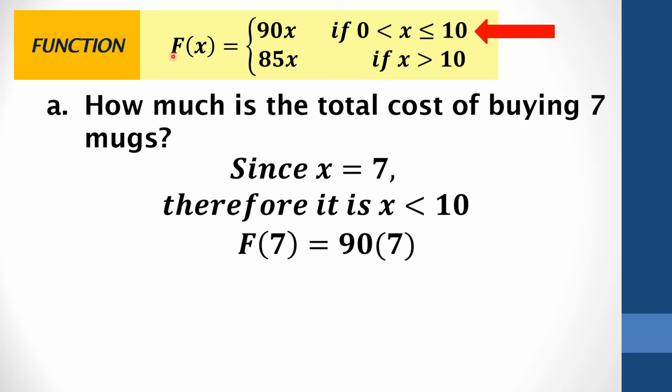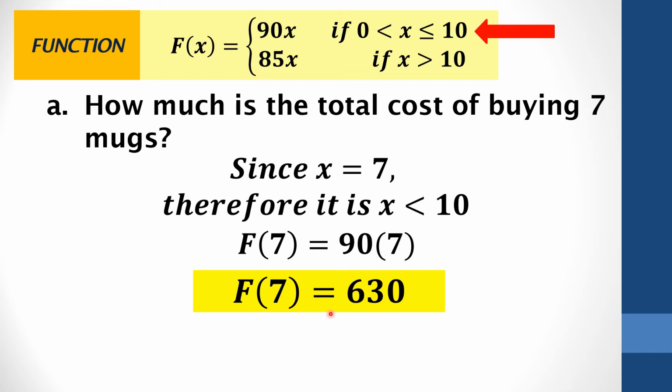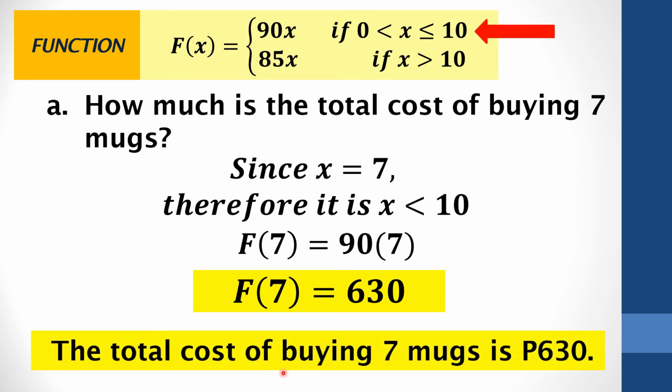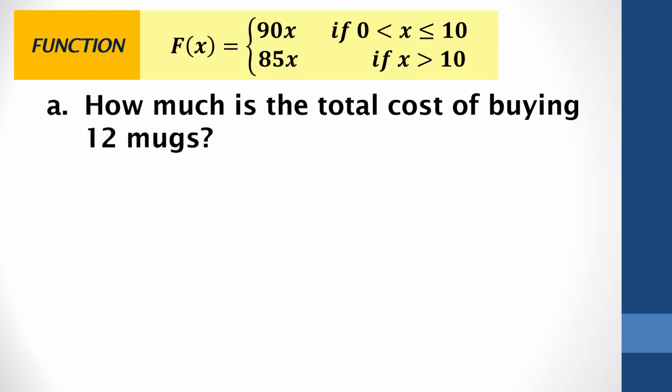Evaluate na natin. So, yung f of x equals 90x natin, gawin na nating f of 7 since ito yung x natin equals 90 times 7. And perform operation, we have f of 7 equals 630. Therefore, the total cost of buying 7 mugs is 630 pesos. So, ayan, na-compute na po natin kung ilan po yung babayaran natin kapag bumili tayo ng 7 mugs. Next additional question for this example, how much is the total cost of buying 12 mugs?